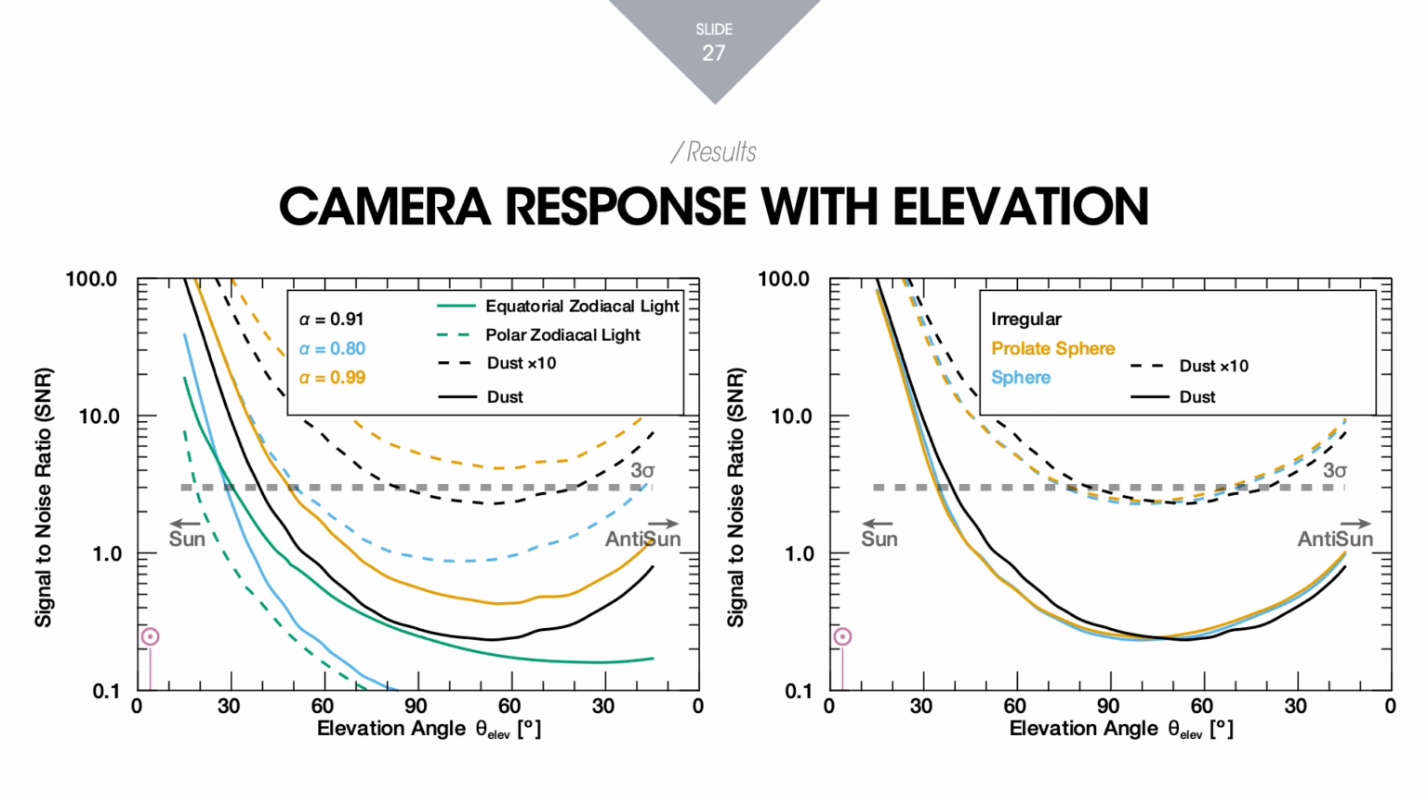The sphere and prolate spheroids are quite similar. They're hard to distinguish from each other. The camera might be able to distinguish between irregular and spheroid dust grain shapes, but the shape distinctions are subtle. More information on shape will be obtained if polarization was also measured. Finally, we add zodiacal light for the same cases as shown in the left-hand side figure.